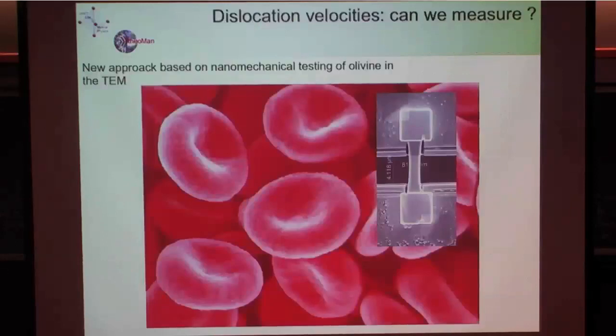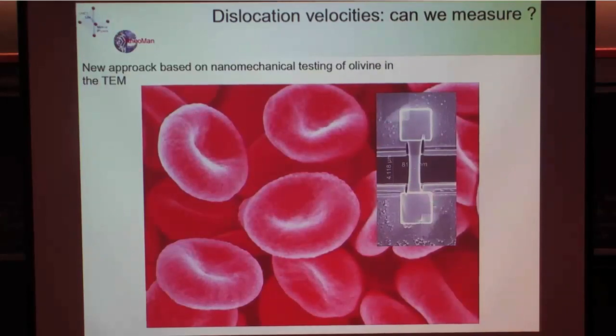I will come back to that. But let's come back to this issue on velocity. Can we measure something? There have not been many studies on the mobility of dislocation, but we did, and I love this experiment, so I would like to show it to you.